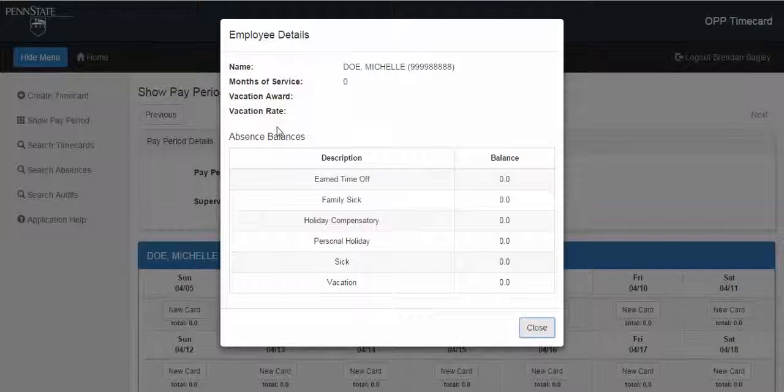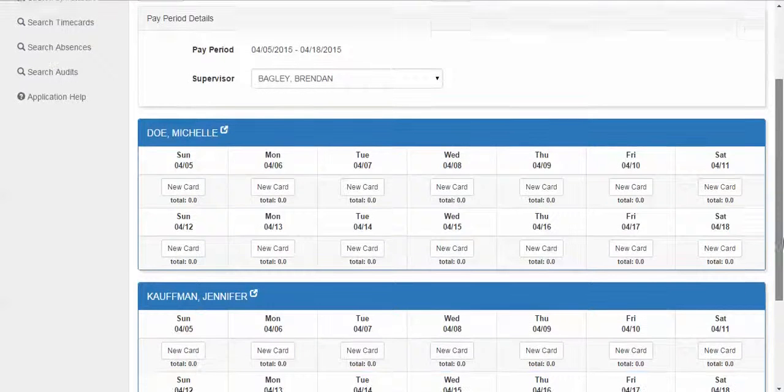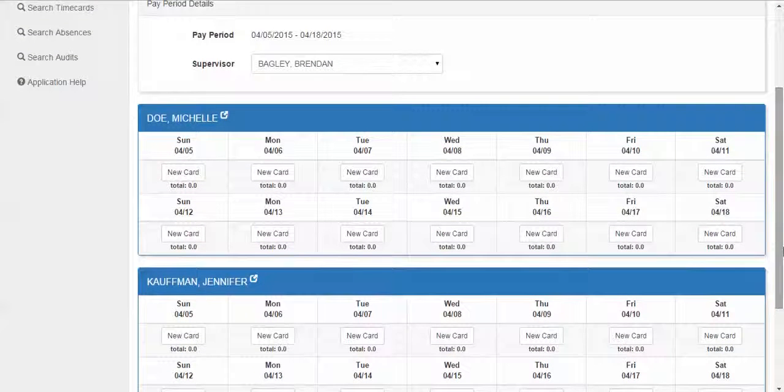details, including absence balances, months of service, and vacation award and vacation rate information. From this page, you can also gain access to the Show Time Card page by selecting a specific card from a specific date. That is all for the Show Pay Period Time Card application page.